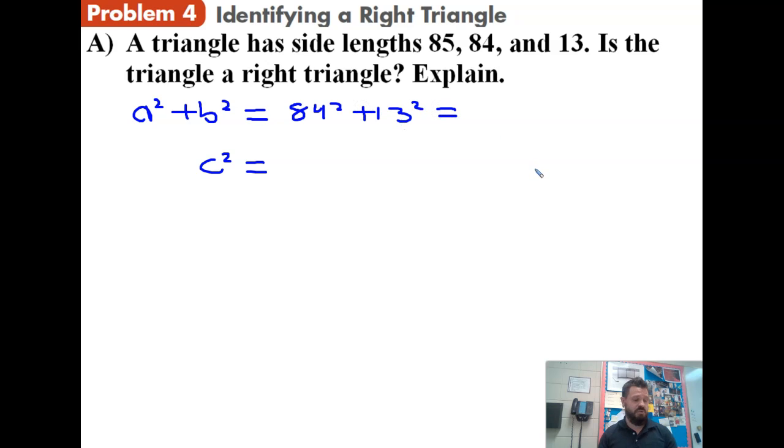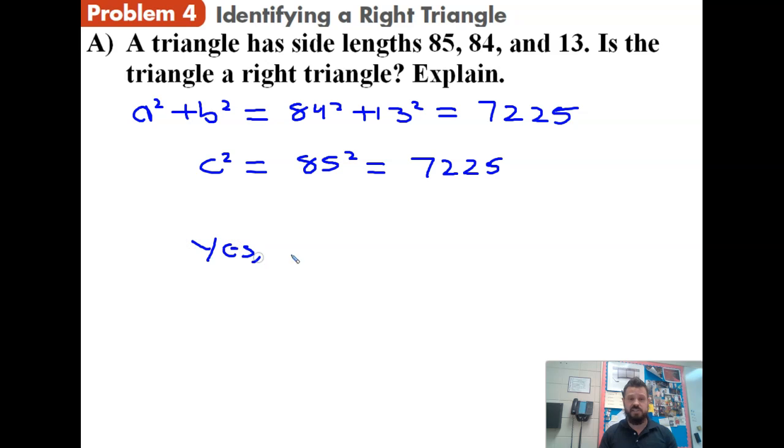Now I'm just going to plug that straight in my calculator. One step, I end up with 7,225. For the c squared, we'll use 85, so 85 squared, when I plug that in, is also equal to 7,225. So for this one, are these right triangles? We're able to say yes, because a squared plus b squared is equal to c squared.